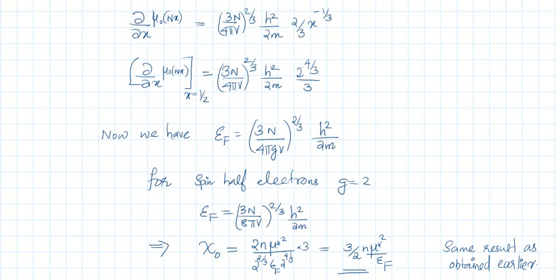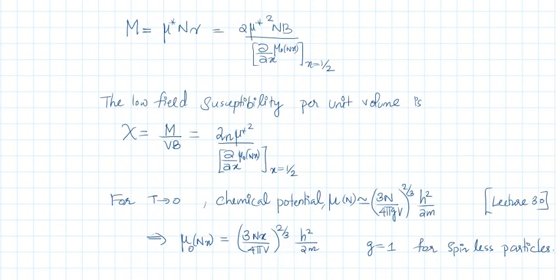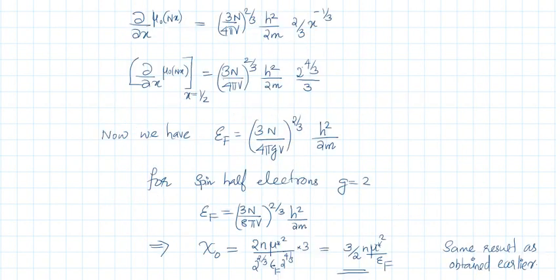Okay. So EF is equal to 3n divided by 8 pi v raised to 2 by 3 into h square by 2m. So chi naught is equal to, this is the value of chi. Here you have 2n mu star square. You have to substitute for this quantity, and that quantity is this one. But replace this 3n by 4 pi v raised to 2 by 3 into h square by 2m with 2 raised to 2 by 3 into EF. And there is a 2 raised to 4 by 3 by 3.